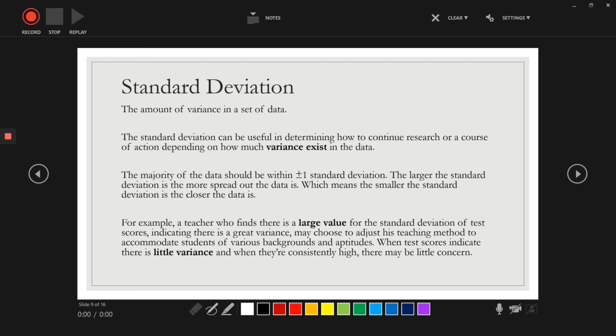The majority of the data should be within plus or minus 1 standard deviation. The larger the standard deviation is, the more spread out the data is. The smaller the standard deviation, the closer the data is.